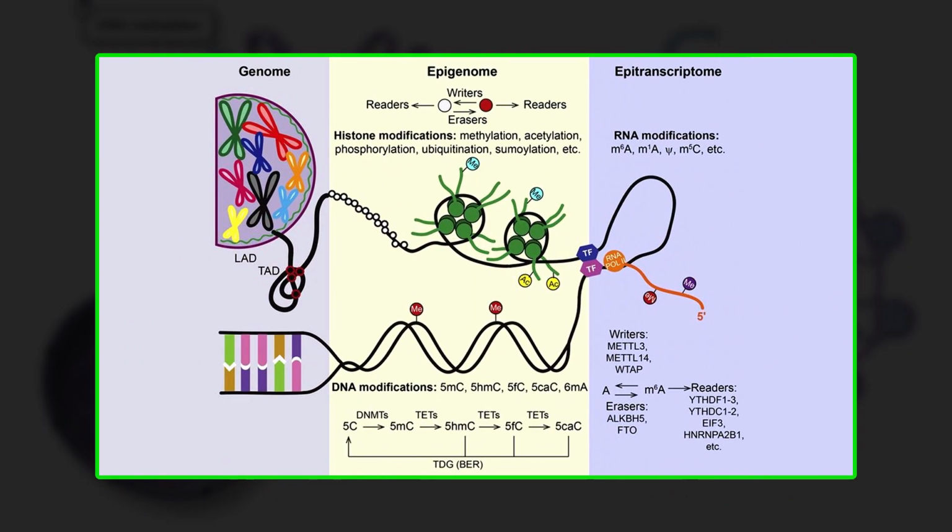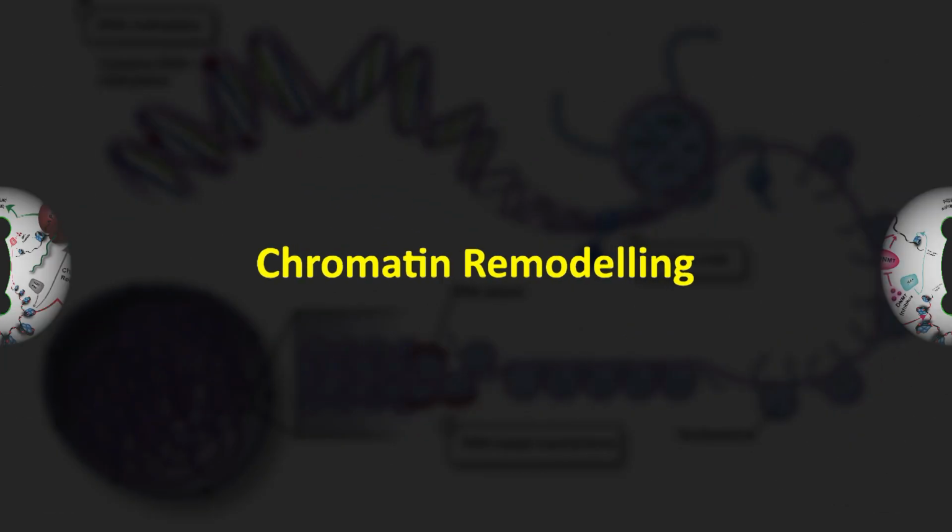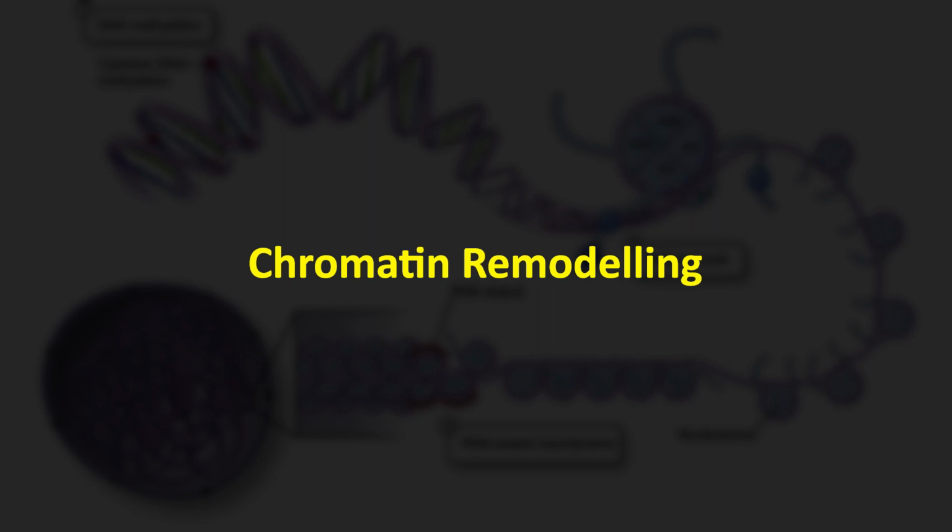There are several layers of regulation of gene expression. One way that genes are regulated is through the remodeling of chromatin. Dear students, let's discuss chromatin remodeling.